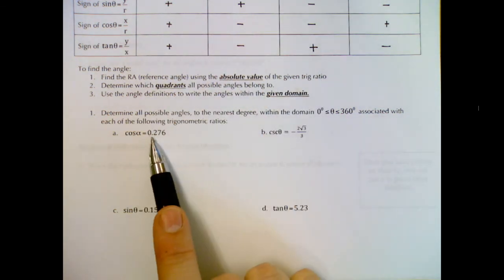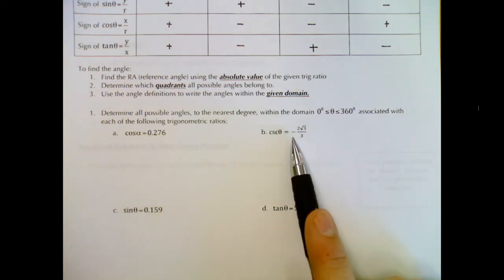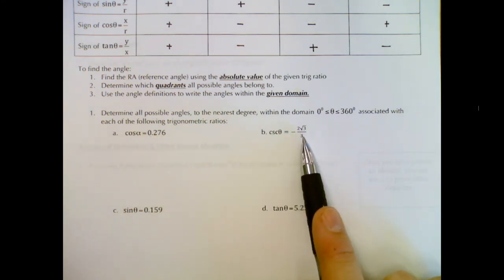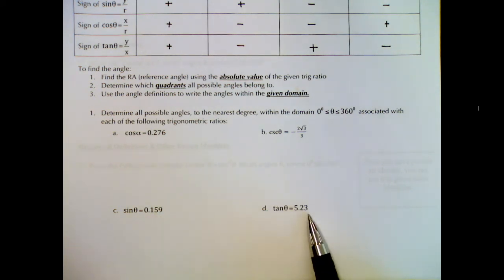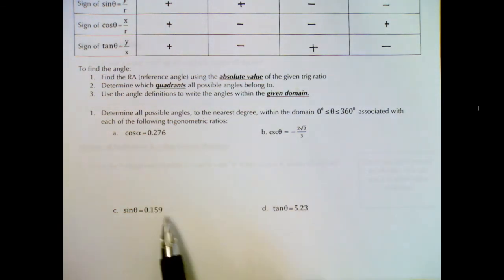given a ratio like 0.276 or negative 2 root 3 over 3 or 0.159 or 5.23, when you find the reference angle, that related acute angle or that beta angle, the way we find it is by taking the absolute value of these ratios. Now you might ask why we're taking the absolute value.